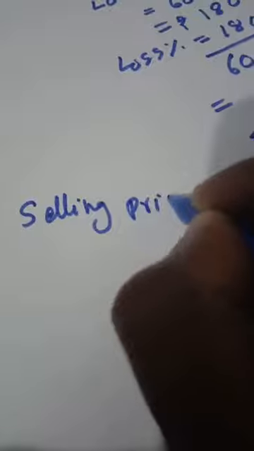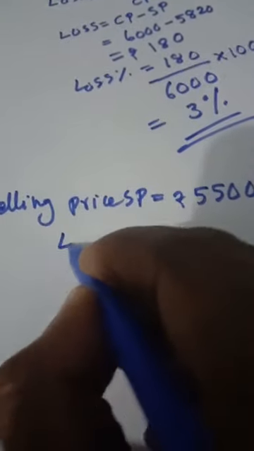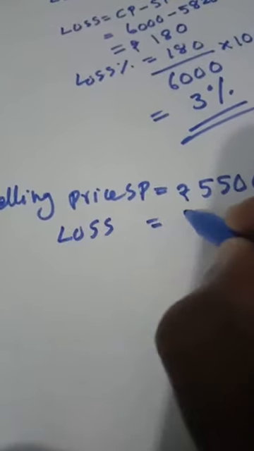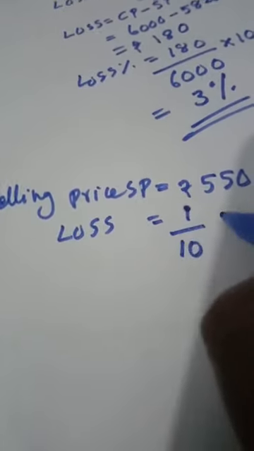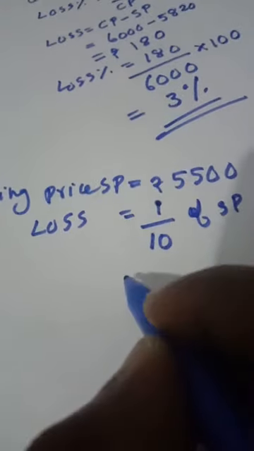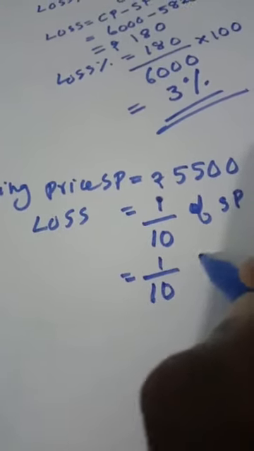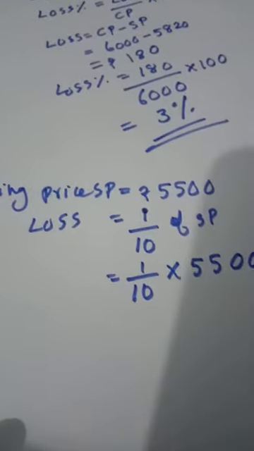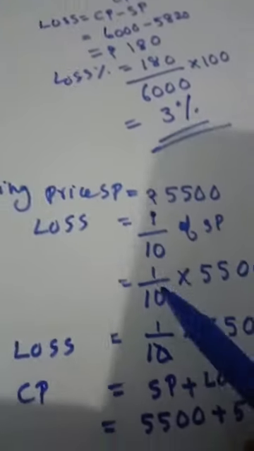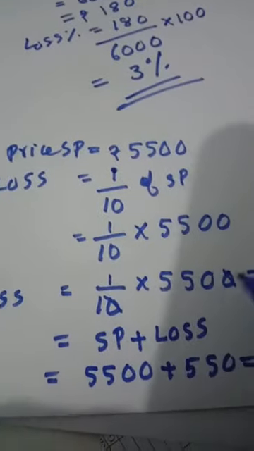Seventh question. The selling price, SP, is equal to rupees 5,500. Given that the loss is equal to 1/10 of SP. 1/10 of means 1/10 into SP, where SP is equal to 5,500. So we can find the loss. Here, loss is equal to 1/10 into 5,500.